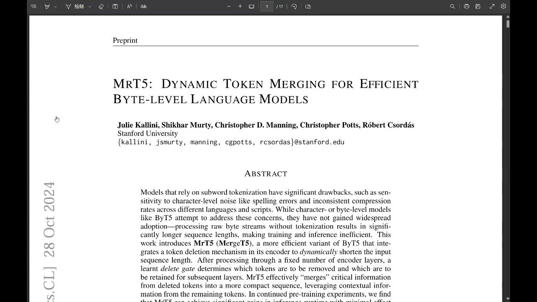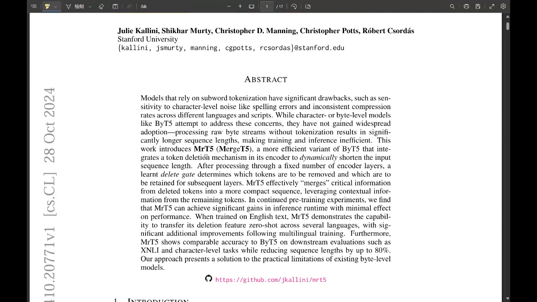All right, diving into something pretty fascinating today. MrT5. It's not just another language model. It's tackling a core problem we see a lot: efficiency. We've got the original research paper right here. And just from glancing at it, this could change how we think about language models entirely.